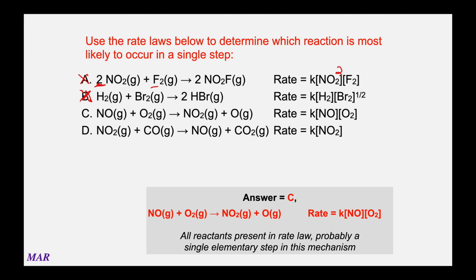You can see in answer D, you don't have that either. You have just rate equals k times NO2. There's no mention of CO. CO must be involved in a subsequent fast step. So that's a cool way to see if you have a single elementary step, like one stop, reactants going to products. There are some reactions like that, but there's also a lot of them that are multiple steps. So of these 4 reactions, we would say only C is likely to occur in a single step. A, B, and D probably have multiple steps going on to turn those reactants into products.